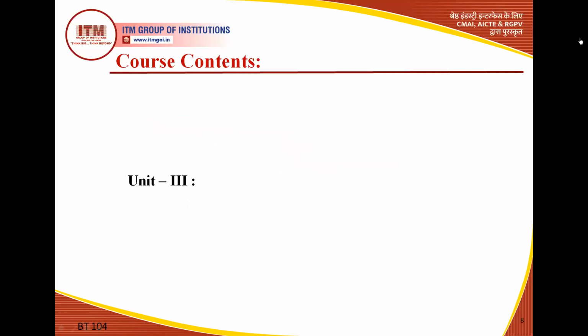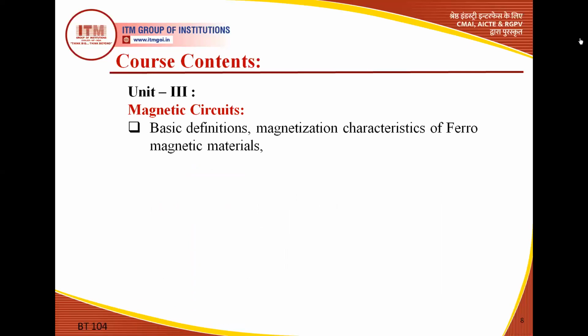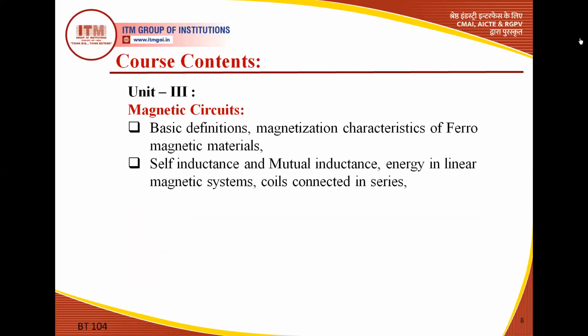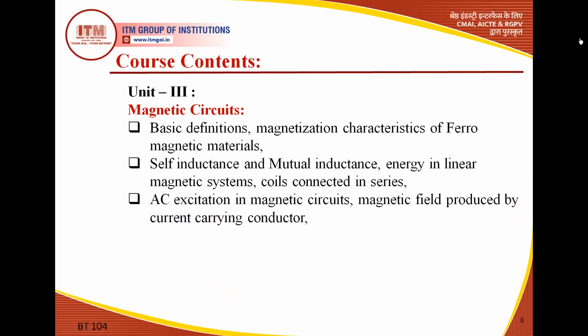The third unit is the fundamentals of electrical machines. In this third unit, the first important concept is related to the magnetic circuit, in which we cover definitions, magnetization characteristics of ferromagnetic materials, self inductance and mutual inductance and their associated energy, coils connected in series, coefficients, and AC excitation in the magnetic circuit. How the magnetic field is produced by current carrying conductors is associated with different laws, Ampere's law, and forces on current carrying conductors.